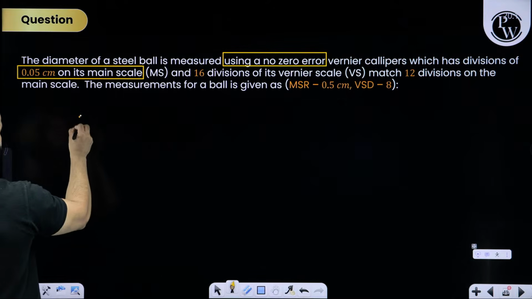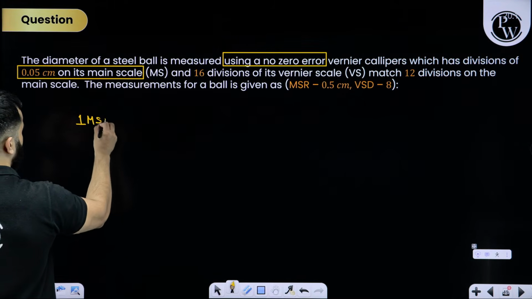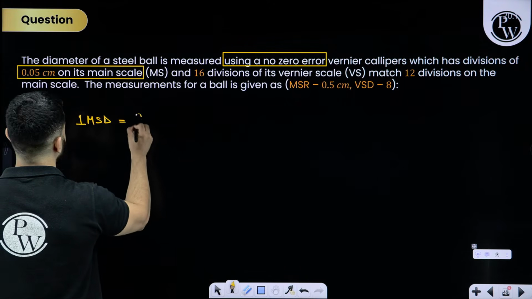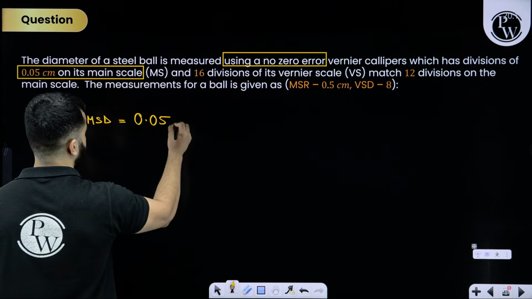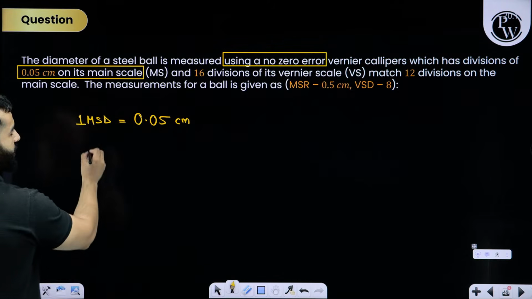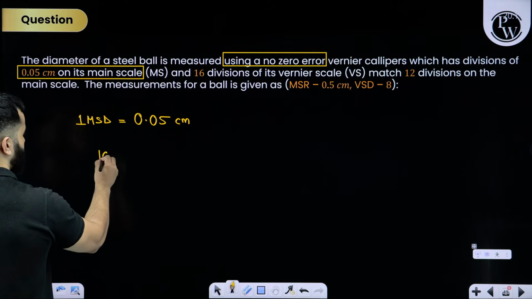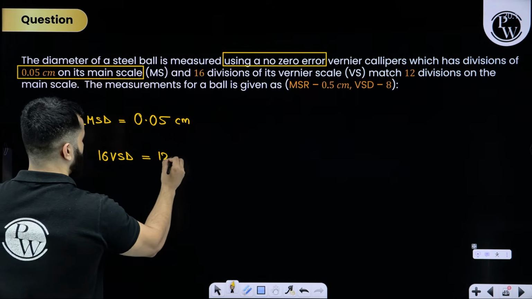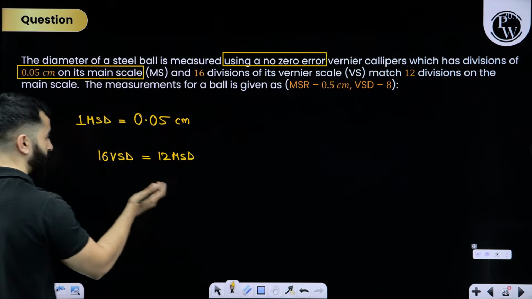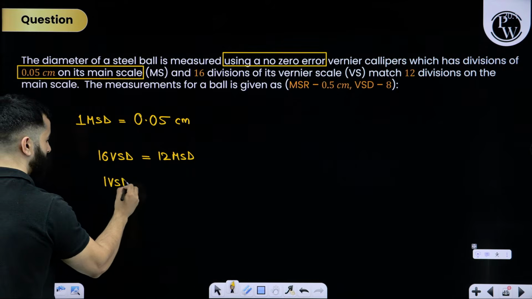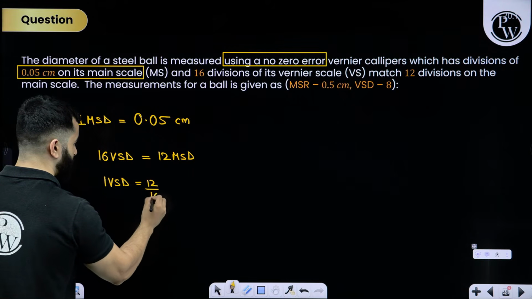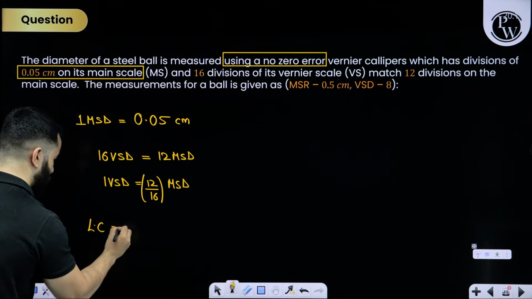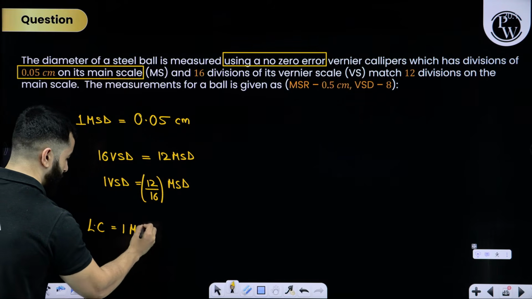So 1 main scale division, 1 MSD is equal to 0.05 centimeter. And 16 divisions on vernier scale, that means 16 VSD are equal to 12 divisions on main scale. So first of all, let's use this information. 1 VSD will be equal to 12 divided by 16 MSD, which means that least count will be equal to 1 MSD minus 1 VSD.